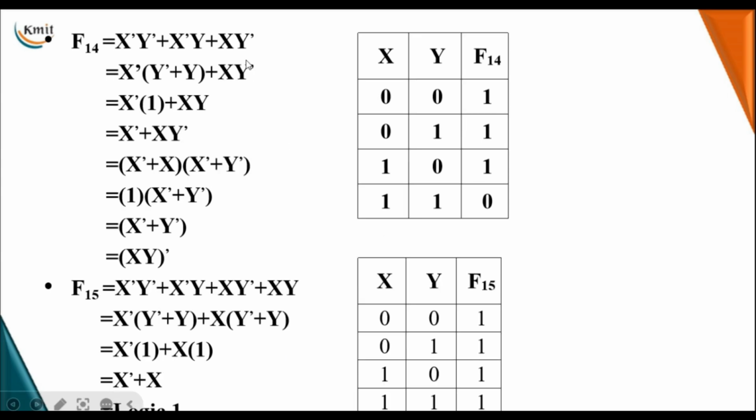Now F14 is x bar y bar or of x bar y or of xy bar. So now upon taking the common variable, we obtain the NAND operation between x, y. F15, for all the possible functional values, you are obtaining a logical one. So this is about our other logical operations. Next class we are going to study about minimization.